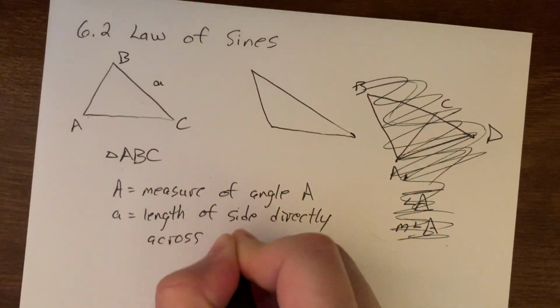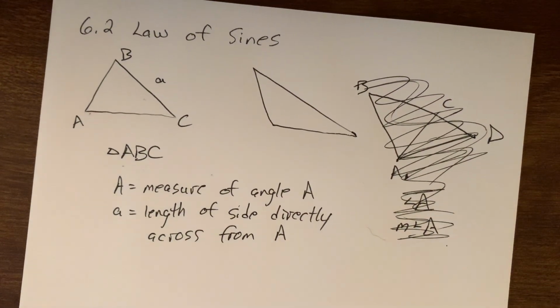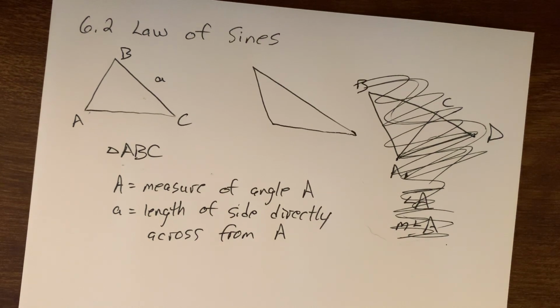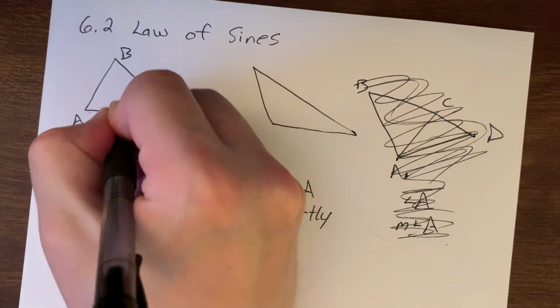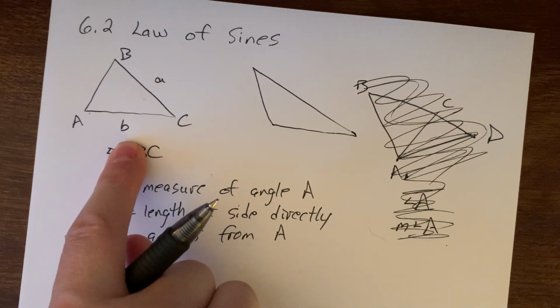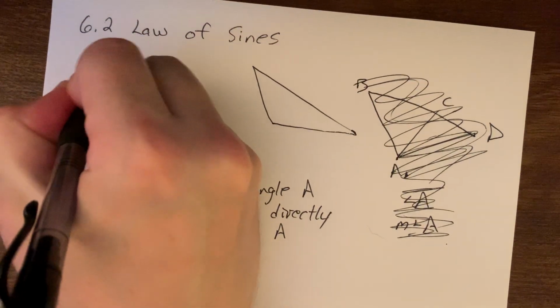We're not going to get ideas of opposite, adjacent, and hypotenuse here. Those ideas only go with the right triangle. Here, everything is about which angle that side is across from. So this side is across from this angle. This would be side B. This side would be across from this angle. This would be side C.